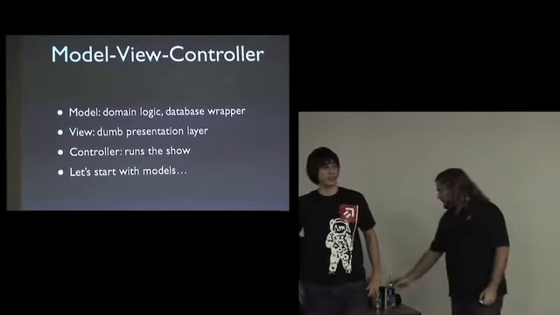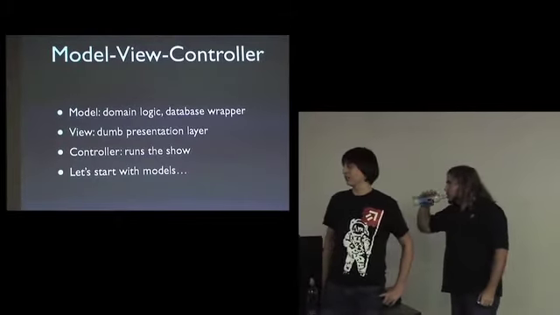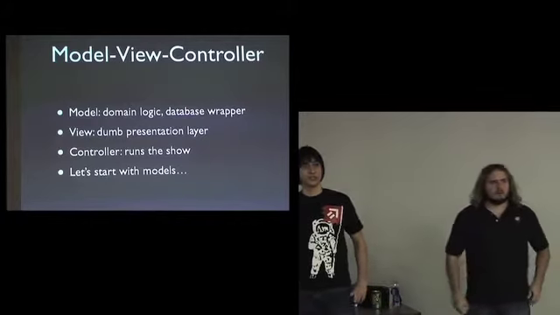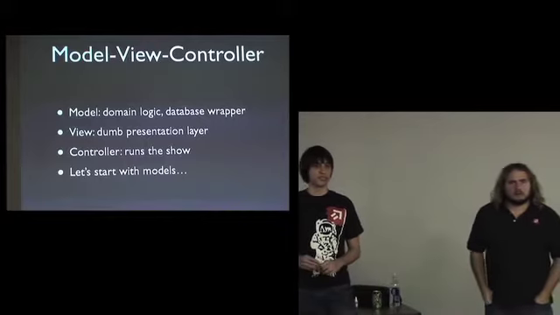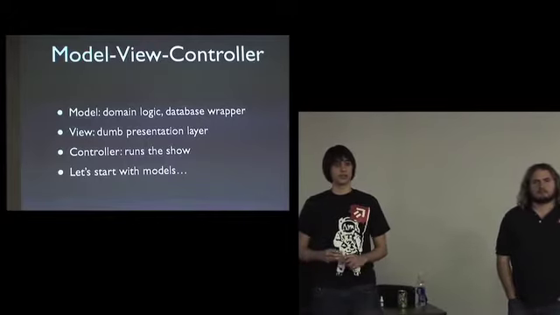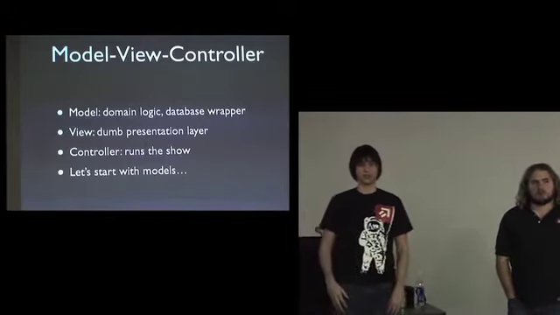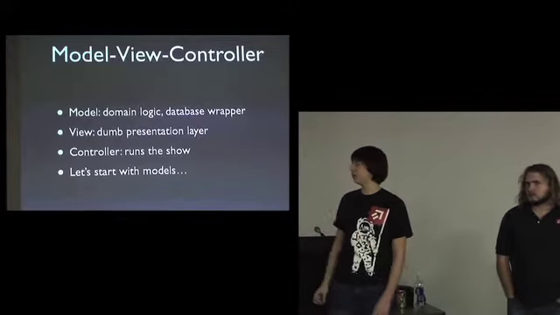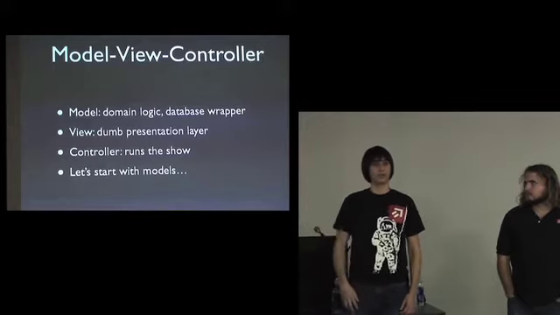MVC, this is the architecture that ships with Rails. It stands for Model View Controller. Your model is pretty much a Ruby class which encapsulates all of your domain logic. If you're talking about items in the store, all of the things that an item needs to do would be captured in the model. And also, yeah, it's the database wrapper.